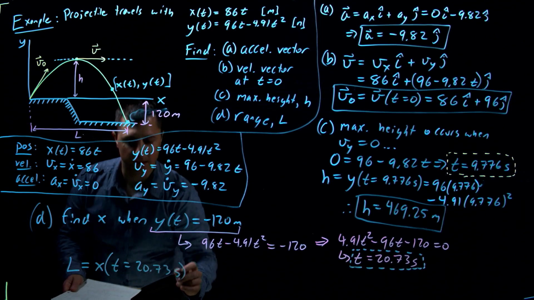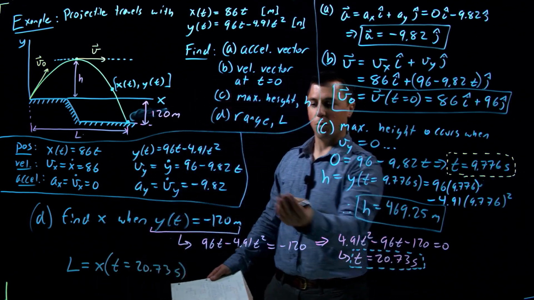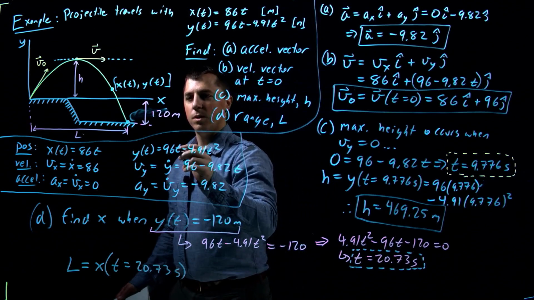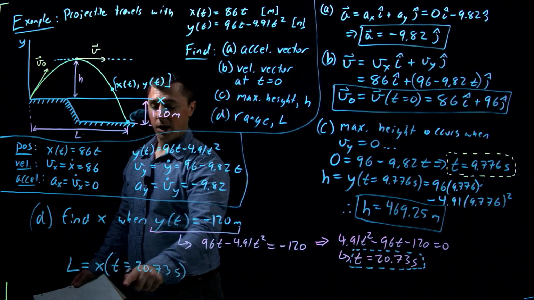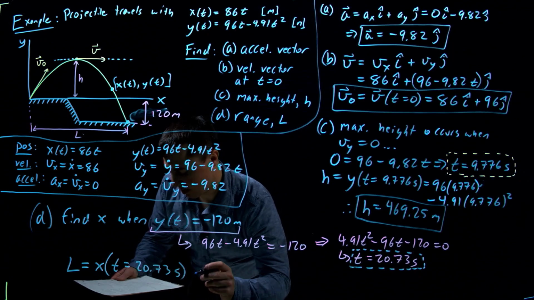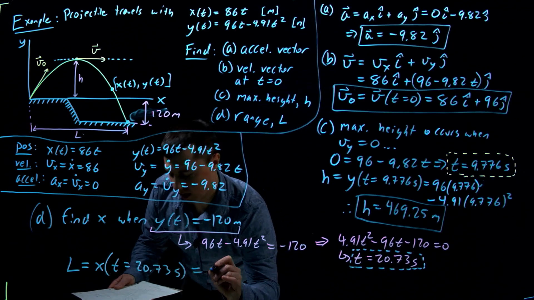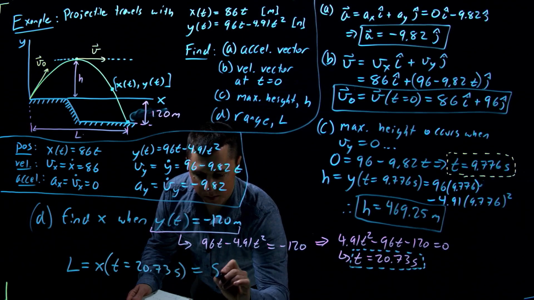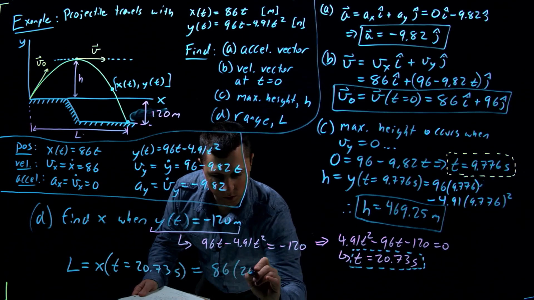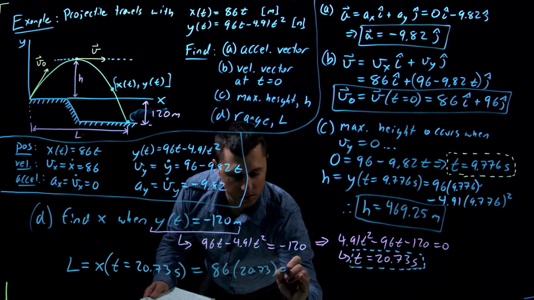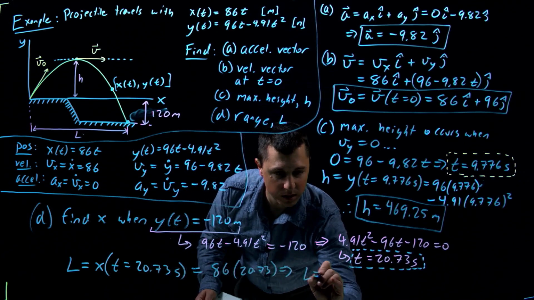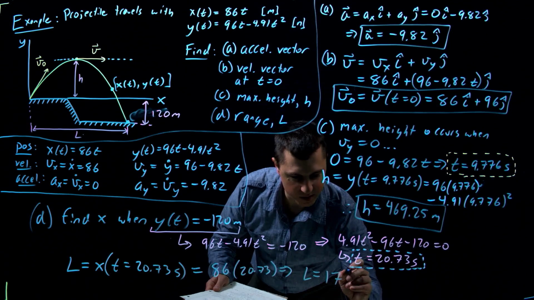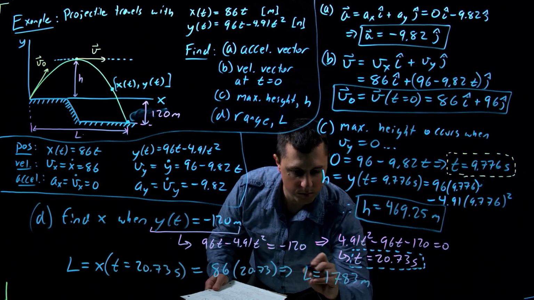20.73 seconds. So if this is the time in which y takes on the value negative 120, then L is going to be the x location when we've hit the floor, or when we've dropped negative 120. Let me finish this off. So this is going to be 86 times 20.73, which means that L is 1,783 meters.